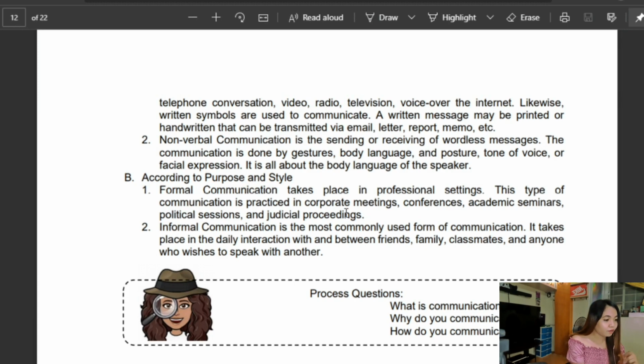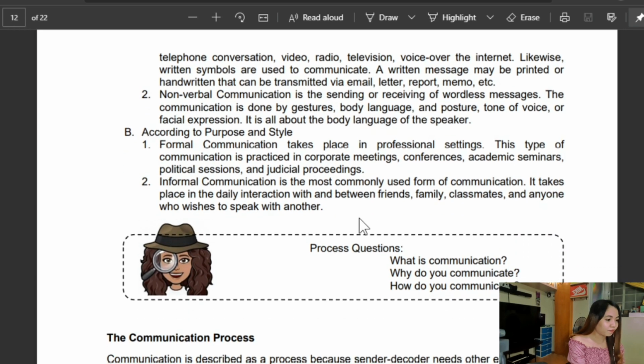But when you say informal communication, it is the most commonly used form of communication. Why is it the most commonly used form? It's because it takes place in daily interaction with classmates, and anyone who wishes to speak with another. So when you communicate with your friends or your family, that is considered informal communication, wherein there are no set rules or guidelines set by an organization for you to speak, unlike in formal communication.